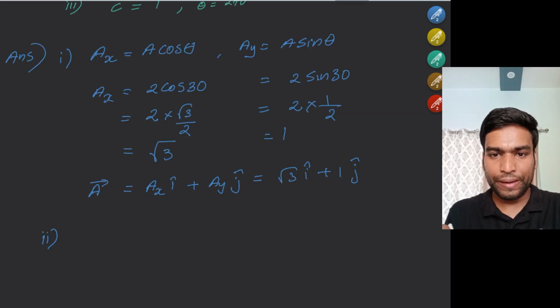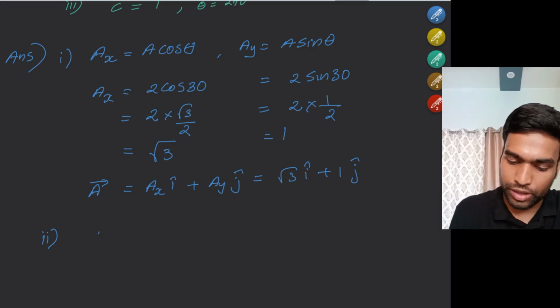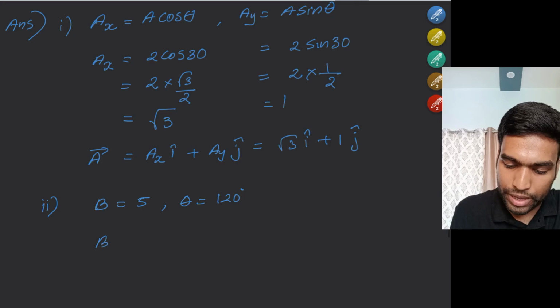For the vector B, the magnitude is 5 and the direction is 120 degree. So B equal to 5 and theta equal to 120 degree, right? Therefore, bx equal to 5 cos 120.